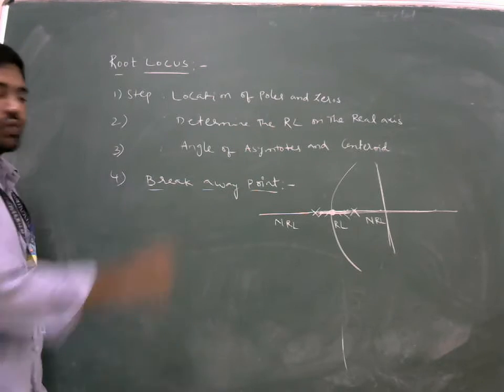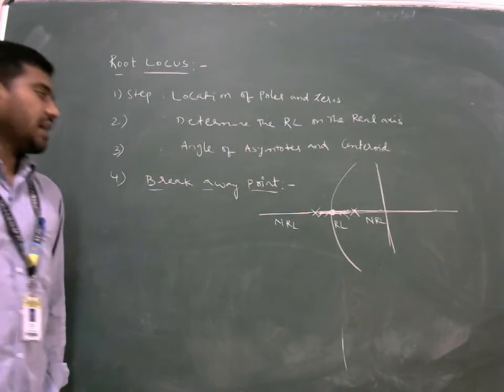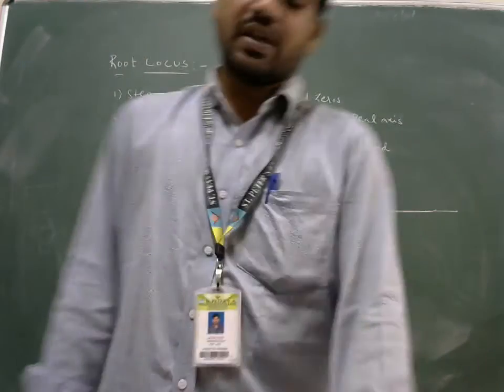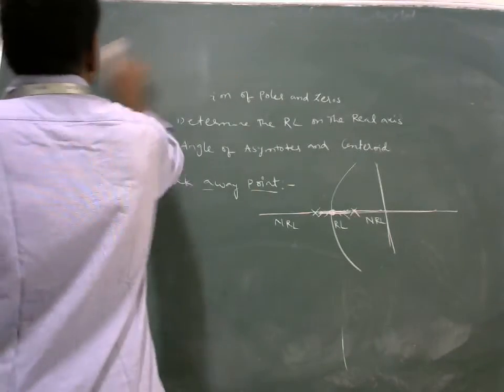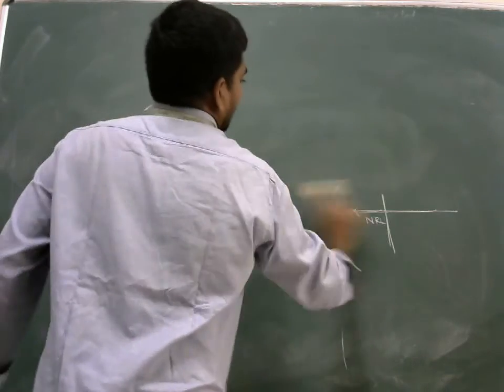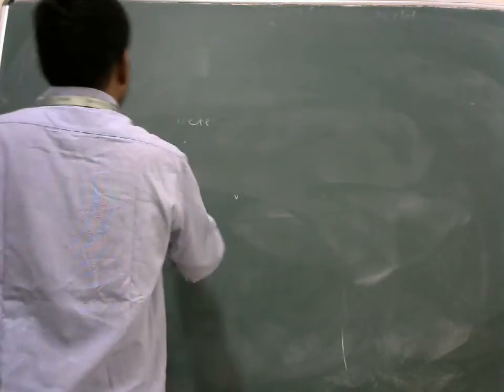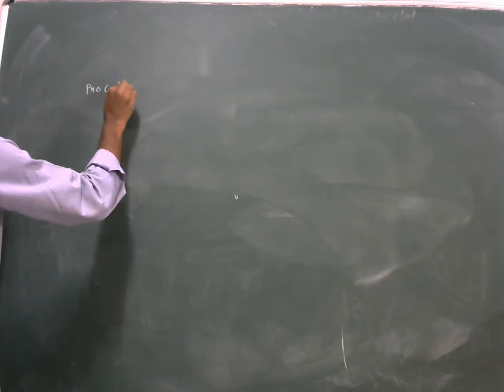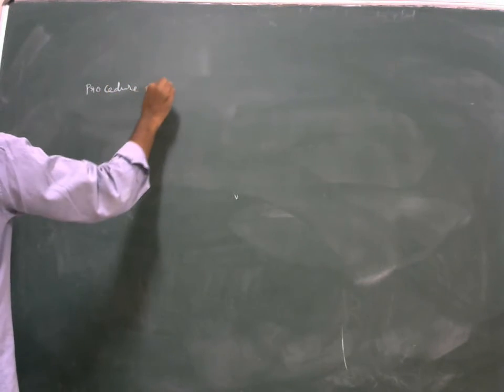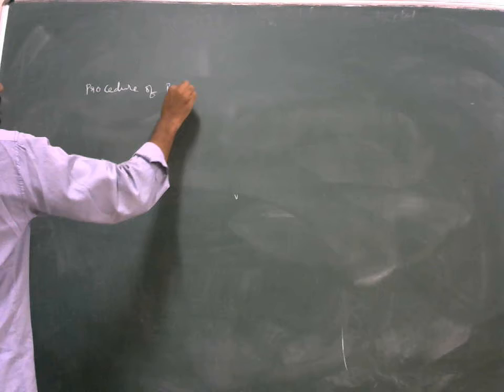Now how are we going to find that breakaway point? We have a procedure to find the breakaway point. Here we are going to explain rule number 4, the procedure of the breakaway point.